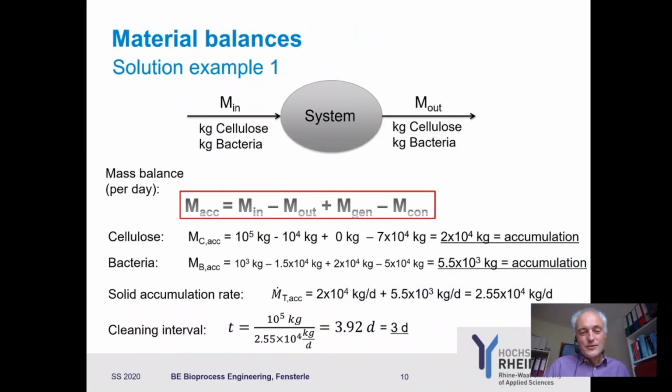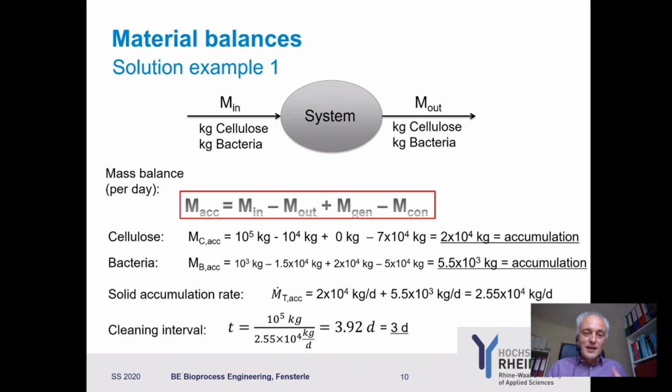Looking again at our first example, we have finally solved it, and most of you had the correct solution. So we calculated the cellulose accumulation, the bacteria accumulation rate, we put it here per day, so we didn't have to put always the per day. And overall, the solid accumulation rate then was 2.55 times 10 to the 4 kilograms per day. And therefore, the cleaning interval was 3 days. Remember, not 4 days, because otherwise the system would be full. So it's not just mass, it's also thinking about what to do.